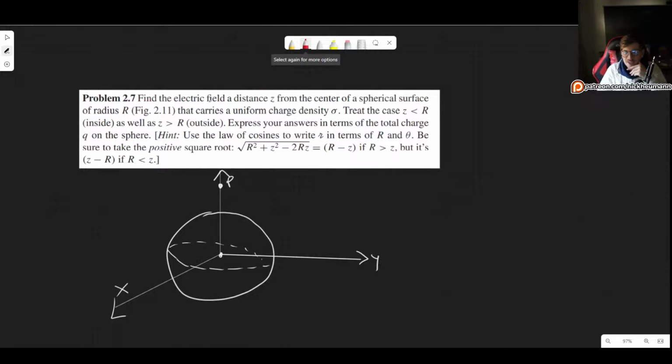It says, find the electric field at distance z from the center of a spherical surface of radius R that carries a uniform charge density sigma. They're saying we have to find, of course, the electric field inside and outside and express the answers in terms of the total charge of the sphere. Cool. And then they give us a hint that we don't care about. I will show you a very easy way to do this problem.